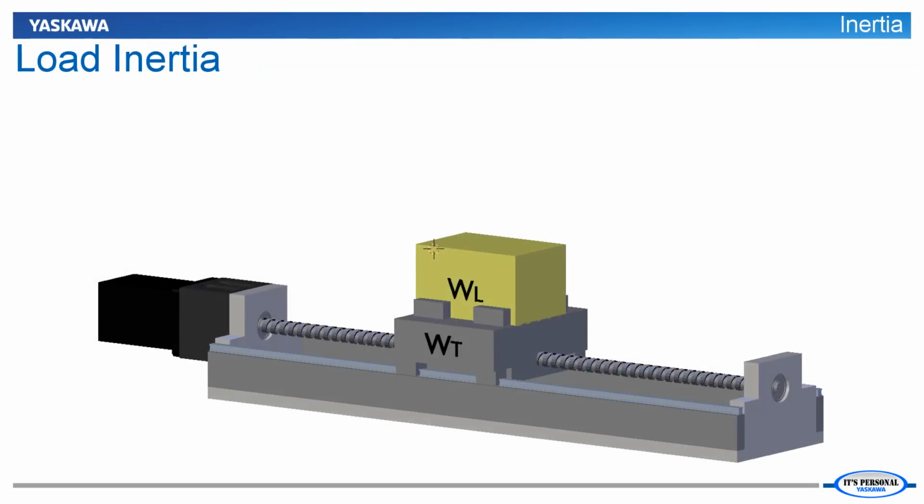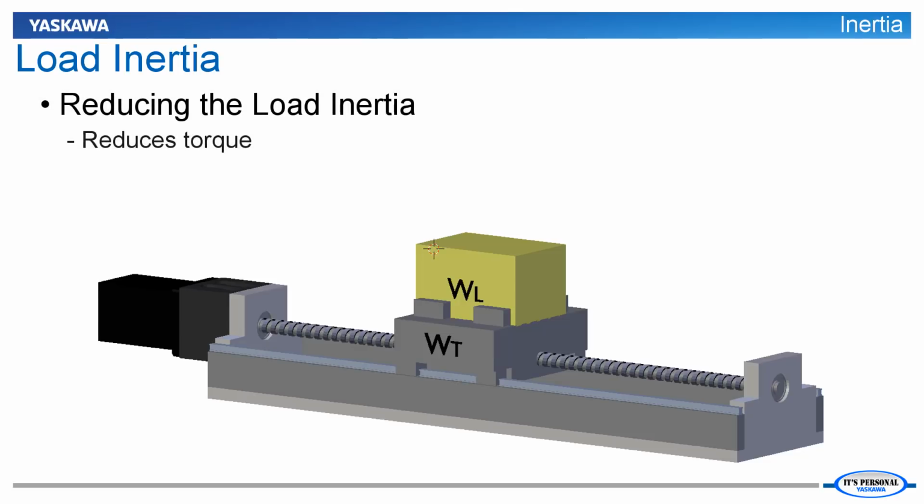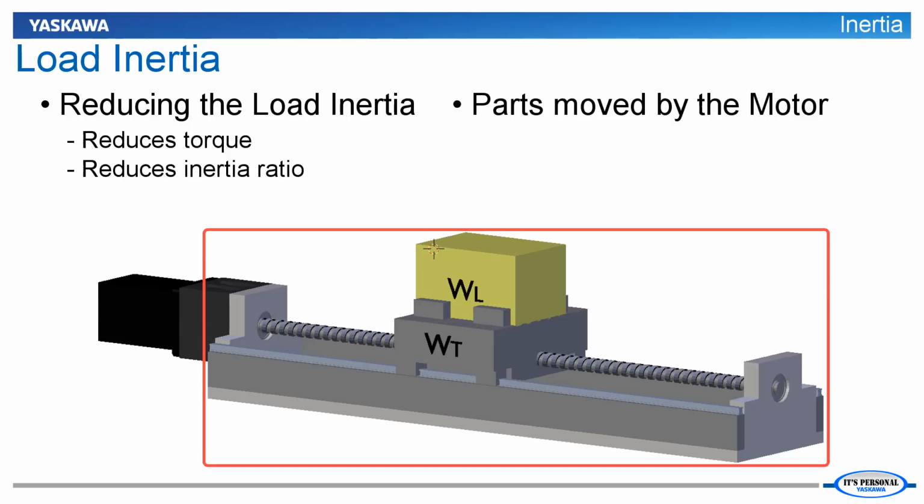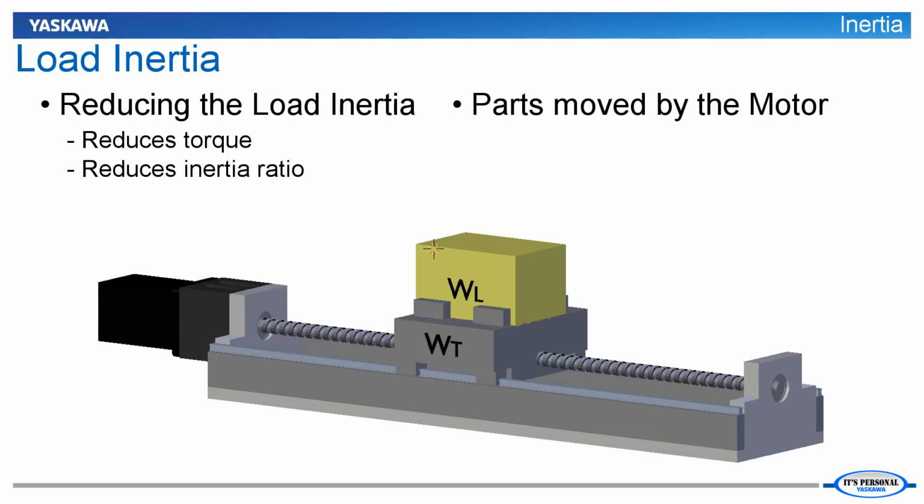The load inertia is perhaps the most important consideration when sizing a servo. Reducing the load inertia reduces both the required torque and inertia ratio, providing a double advantage. Remember that all objects moved by the motor contribute to the load inertia. Among these parts are those that move linearly and those that rotate.